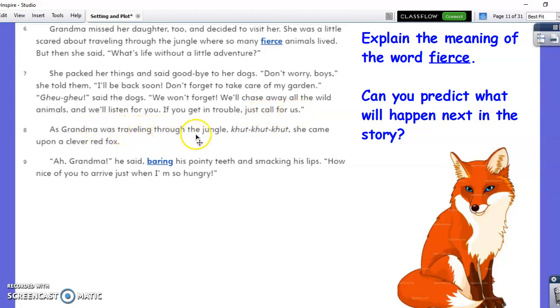As Grandma was traveling through the jungle, cut, cut, cut, she came upon a clever red fox. "Oh, Grandma," he said, baring his pointy teeth and smacking his lips. "How nice of you to arrive just when I'm so hungry." Explain what fierce means. The animals are dangerous in the jungle because they're fierce. Can you predict what will happen next in the story? The fox is baring his teeth and smacking his lips. He's hungry.